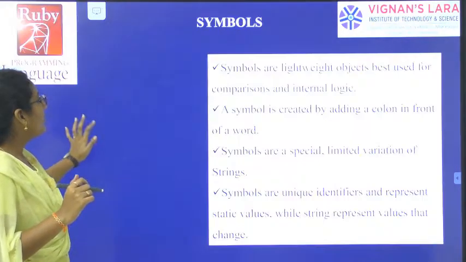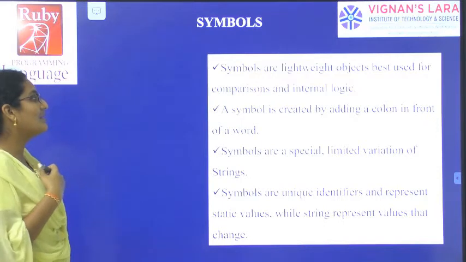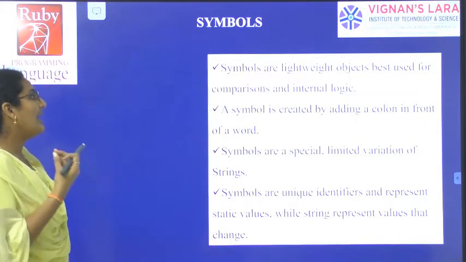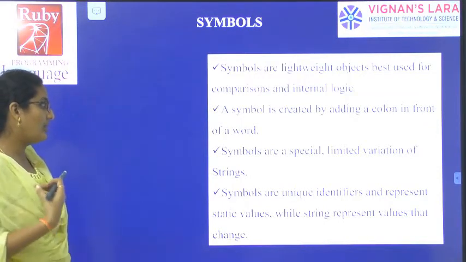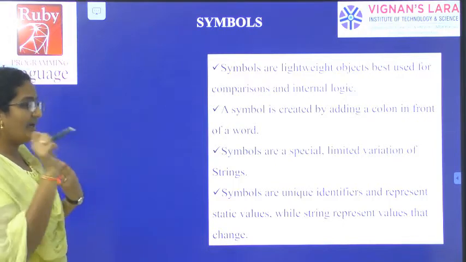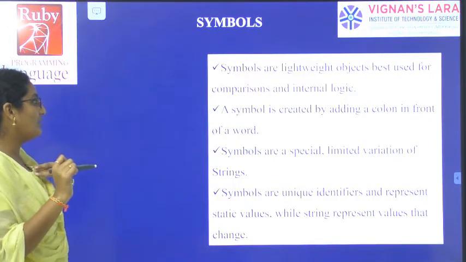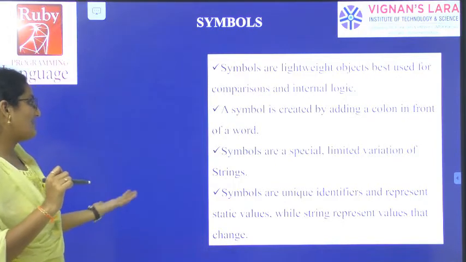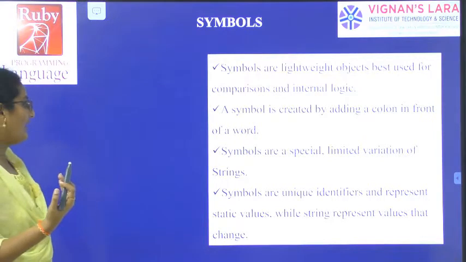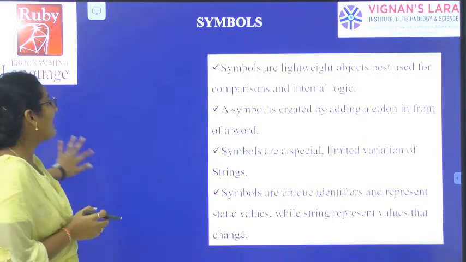So next one is symbols. Symbols are lightweight objects. They are used for comparison of internal logics. Symbols are created by adding a colon symbol in front of a word. So symbols are special and they are unique identifiers, and symbols are used to store static values.